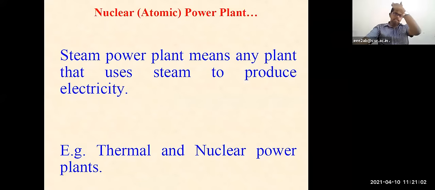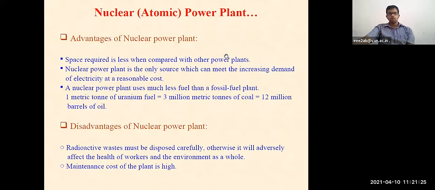Next, the steam power plant. A steam power plant means any power plant that uses steam to produce electricity. That is thermal. The same principle, whatever the steam power plant working principle is, is used in the nuclear reactor also. Next, advantages of nuclear power plant.